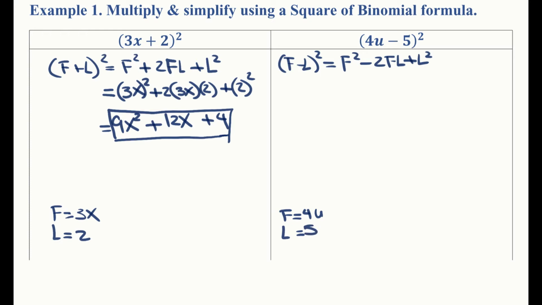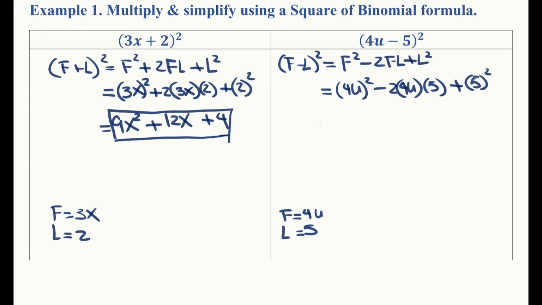So now we're going to get f squared, so quantity 4u squared minus 2 times f, which is 4u, times L, which is 5, and then plus L squared, which is of course going to be 5 squared. Sometimes students make the error of using negative 5 for L. No, L is actually just 5 itself. It's just that you use this different form, which is the square of a difference, and the negative gets taken care of in the second term.